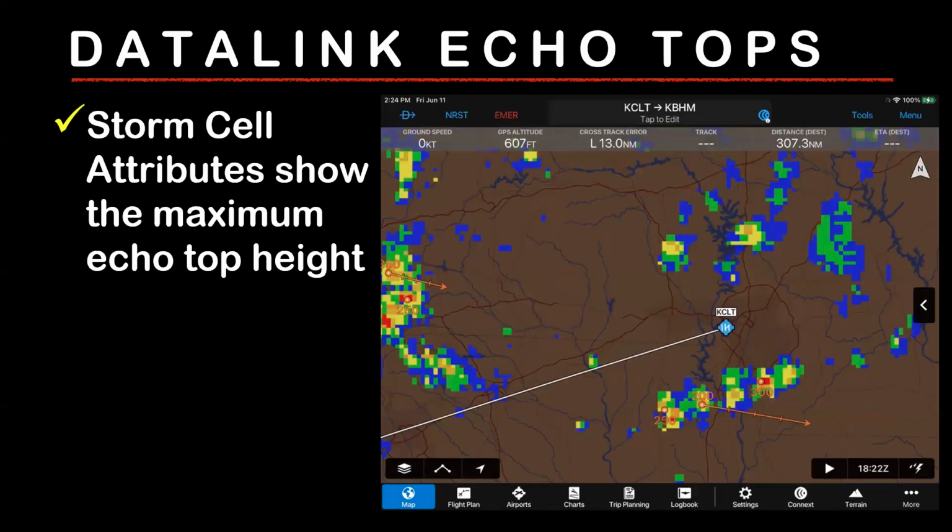The other thing that comes along with these echo tops is these things called storm cell attributes. They also show the maximum echo top height in the cell. The NEXRAD radars are tracking these cells, and as part of that, they're trying to locate where the center of that cell is, the middle part of that cell, and they'll put essentially a marker at that point, and then you can determine its movement, for instance.